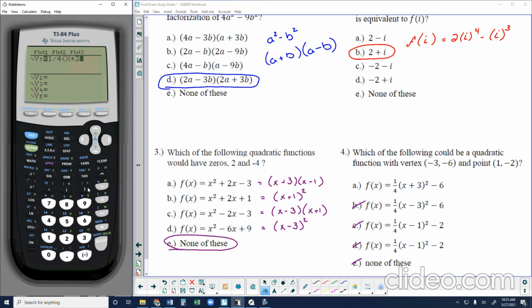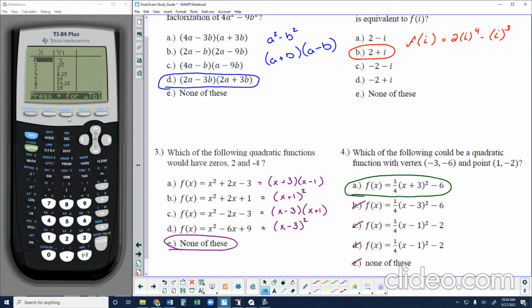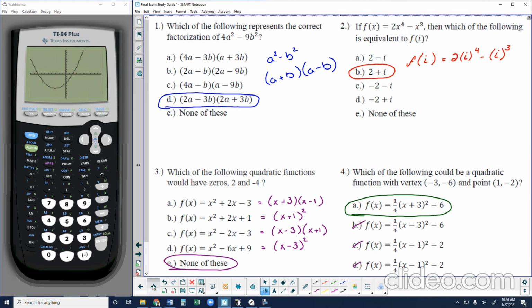Either of these methods would be a quick way to find out if the point (1, -2) exists on this function. And so if I graph this, sorry, I typed it incorrectly as I was talking, it would be 1/4 times (x plus 3) quantity squared minus 6. If I look at the table here, I would see it does contain the point (1, -2), and so A would be my option. I could also just take a look at the graph in general and find that it does have the vertex here at (-3, -6). Let's go ahead and take a look at some more multiple choice problems.